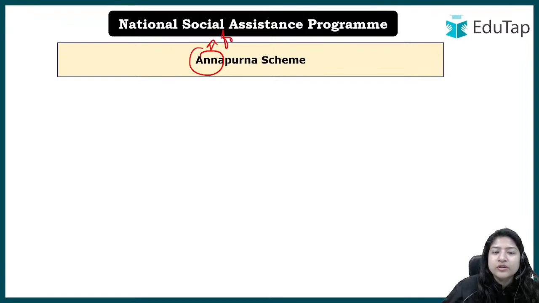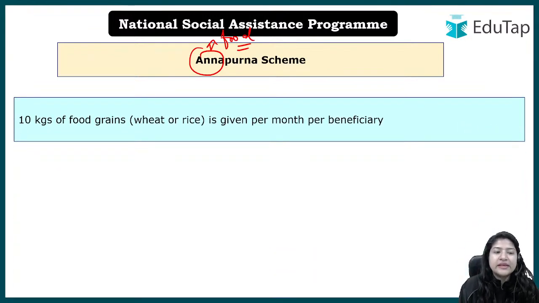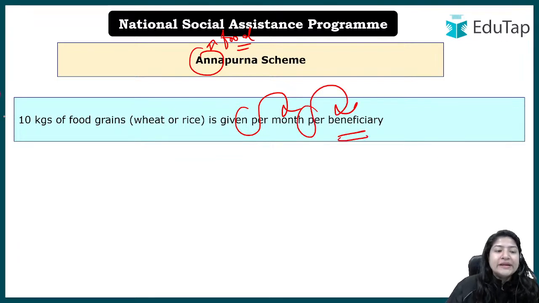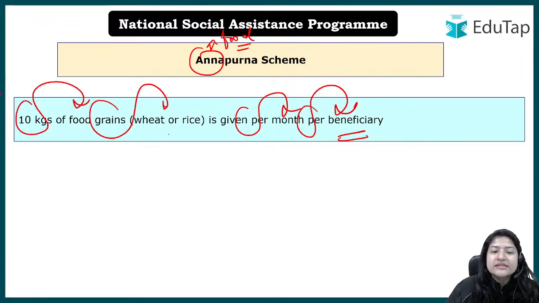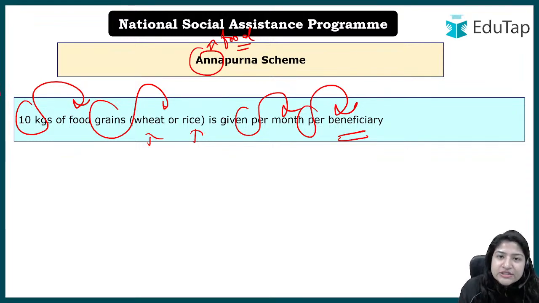Anna means food. So here some assistance with food is being provided. ठीक है, तो Annapurna scheme में क्या है? Per month per beneficiary, 10 kgs of food grains, wheat or rice, whatever is the staple food in that region, will be provided. ठीक है, so 10 kg of food grains, either wheat or rice, is given per month per beneficiary.